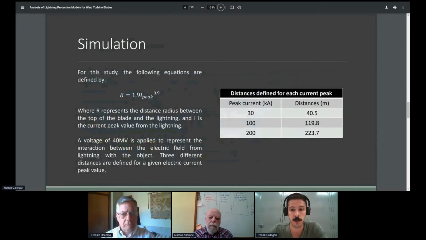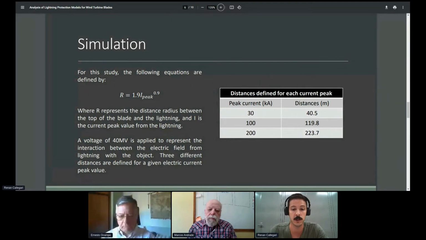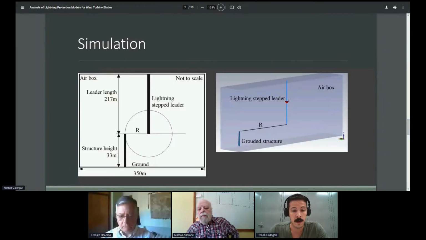From the equation presented, we can obtain 3 distances used in simulations. These distances vary depending on the current applied. 3 different distances for 3 different currents were simulated, as shown in the table. This was the setup of the simulation. It consists of an airbox with the lightning step leader and the blade. For each current, the distance R was changed.